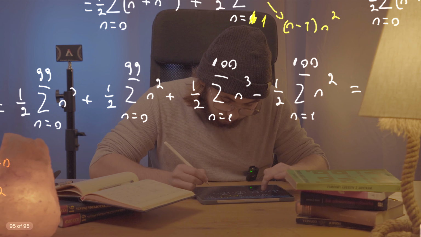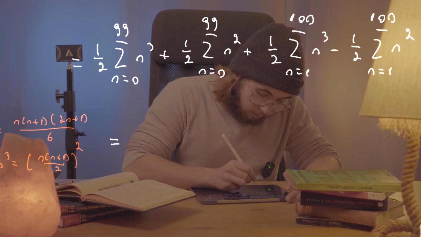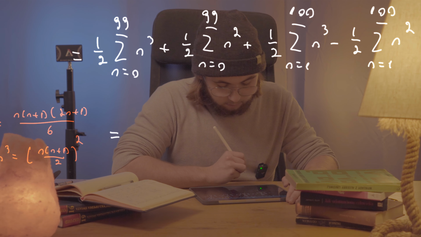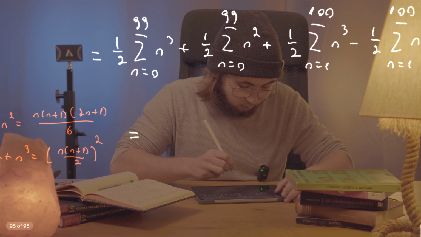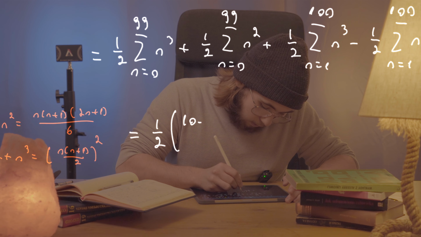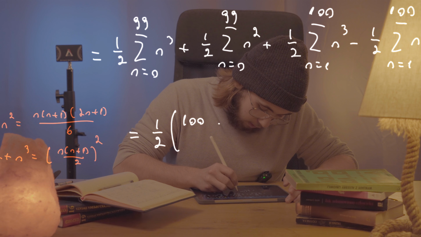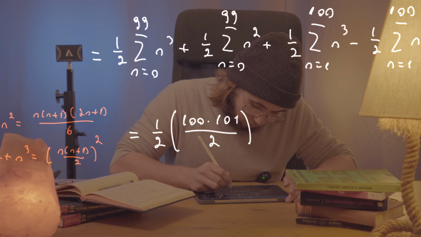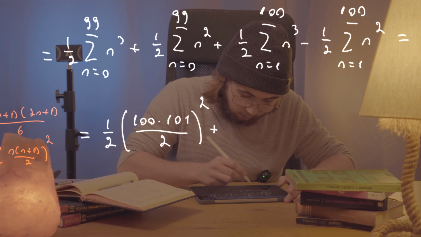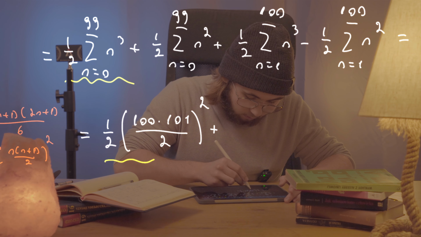So what we're going to get from the first sum is a half of the sum from n equals 0 to 99 of n cubed. That's going to be a half of 100 multiplied by 100, all over 2, squared. So that was the first sum right over here.